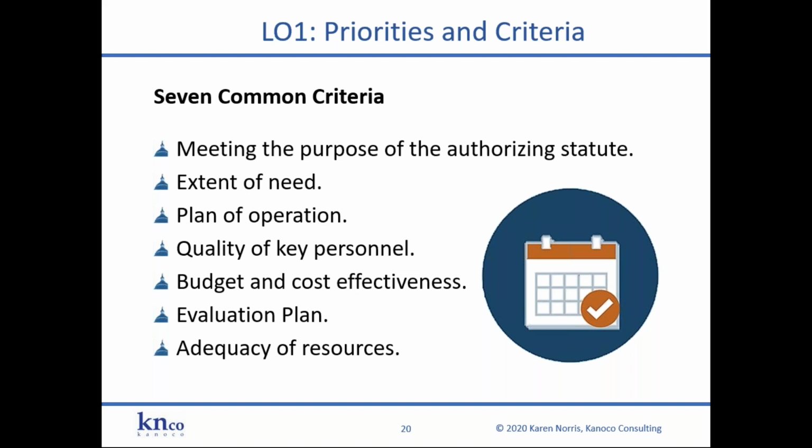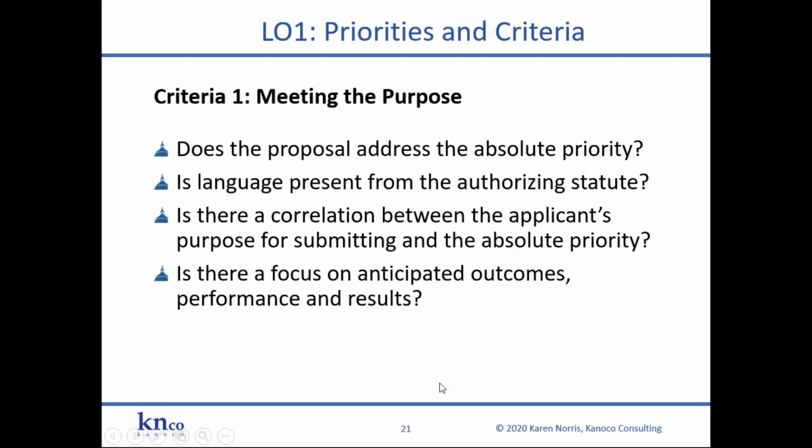So you want to make sure that you're saying, oh yes, this program is not only addressing our priorities, but they also address the national priorities as defined in the authorizing statute. Extent of need is a big one. What is going on in your local jurisdiction compared to the national stats, and where are your needs and what data do you have to back up those needs? Plan of operation, quality of key personnel, your budget and cost effectiveness, evaluation plan, and adequacy of resources. Let's talk about each one.